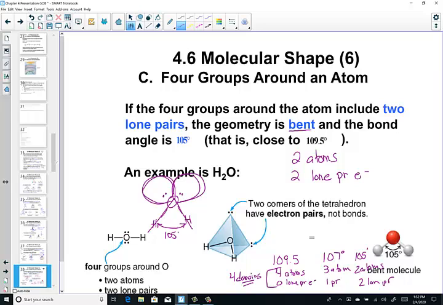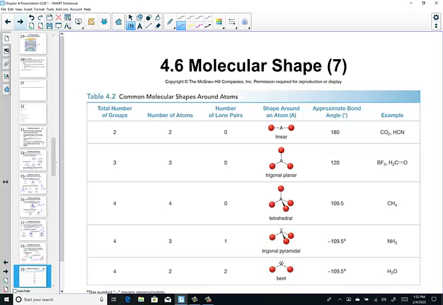Domains means how many atoms and how many lone pairs. If all 4 domains lead to atoms, 109.5 is the bond angle. Of the 4 domains, if only 3 lead to atoms and 1 is a set of lone pair electrons, it reduces the bond angle slightly to 107 degrees. And of the 4 domains, if only 2 lead to atoms and we have 2 lone pair electrons, then we've reduced the bond angle slightly more to approximately 105. So a little bit less each time we take off an atom and leave a set of lone pairs.